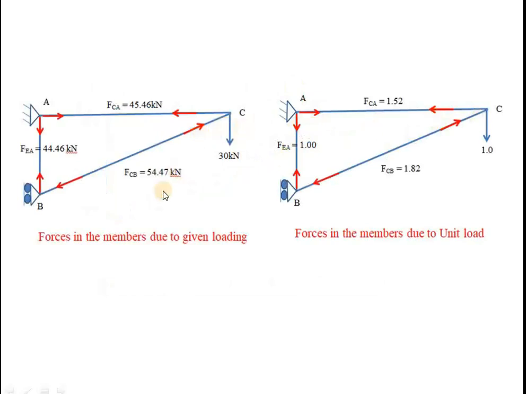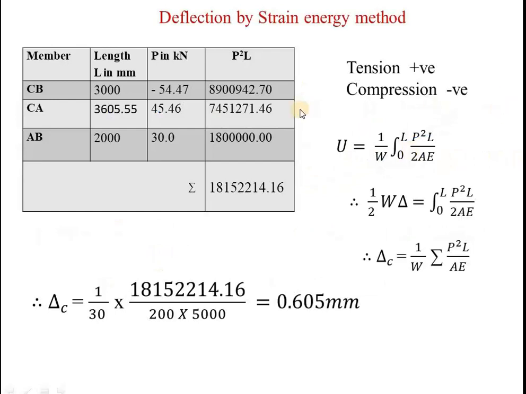Then this is the comparison between the forces due to the given loading and those due to unit load. Now you have to list them in tables. If you want to calculate the deflection by strain energy method, you know this is the formula: delta C equals 1 by W sigma P square L by A. You know that A and E are common, so I will put them directly at the end. I will take only sigma P square L. So I have to make a table of member, length in mm, force in kilonewton, and P square L, because E and A values are given in kilonewton and mm square. Hence you have to calculate this.